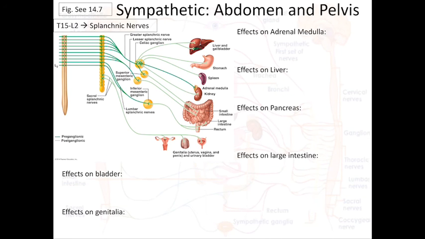Okay, and this is kind of recapping the effects of the sympathetic nervous system on the abdomen and pelvis.